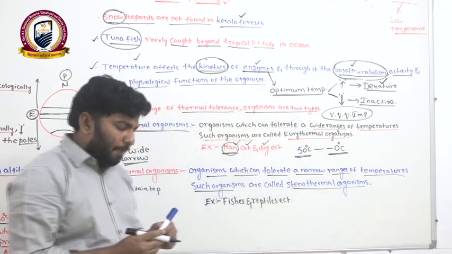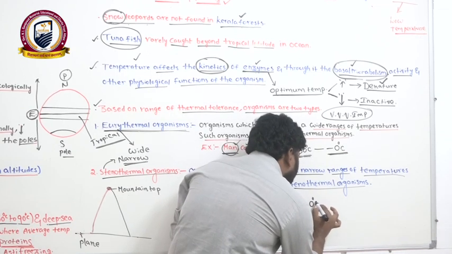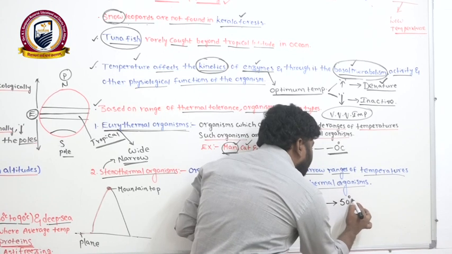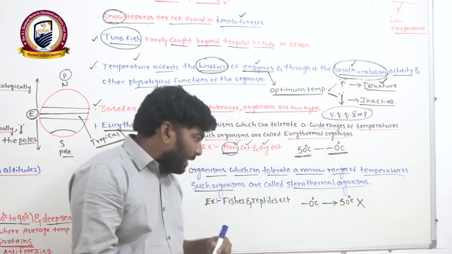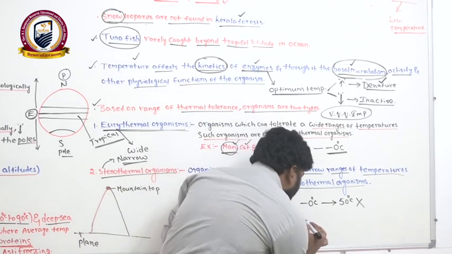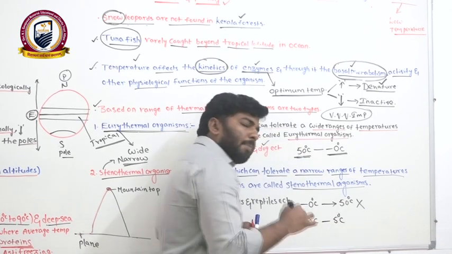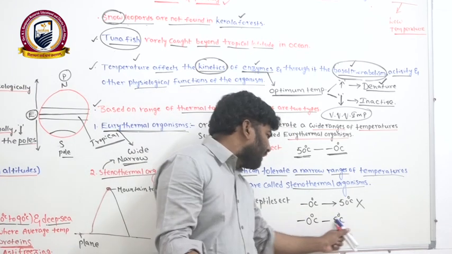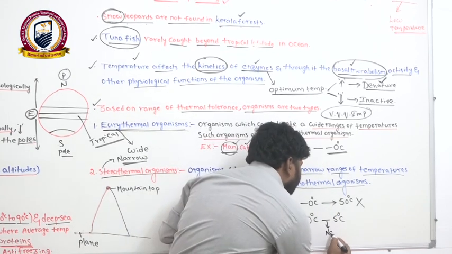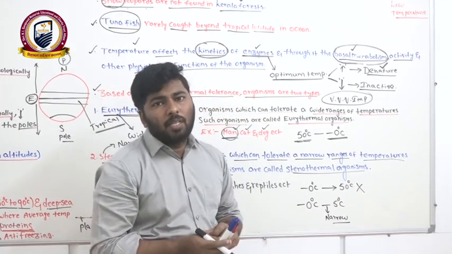stenothermal organisms. For example, if one organism is present at a minus 0 degree centigrade temperature, and you put the same organism at 50 degree centigrade, it cannot survive. The reason is they can tolerate only narrow ranges of variations. For example, from minus 0 degrees until 5 degrees centigrade they may survive. The temperature variations must be very small. They need only narrow ranges of variation in their temperature, then only they can survive in those places.